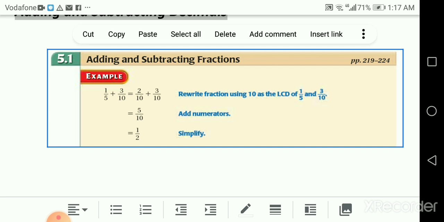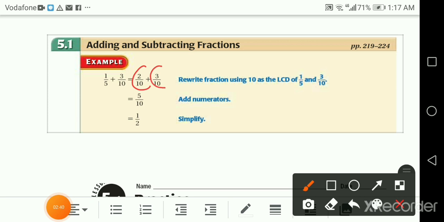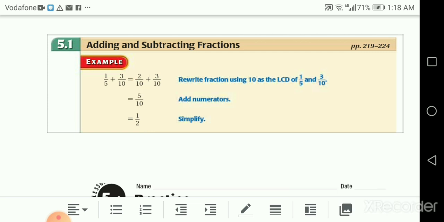Okay, so I have 2/10 plus 3/10. We have a common denominator, so write it here. 2 plus 3, 5. Then simplify. Both are divisible by what? By 5, table 5. So 5 divided by 5 is 1, and 10 divided by 5 is 2. Okay, guys? As you see, it's easy like this.